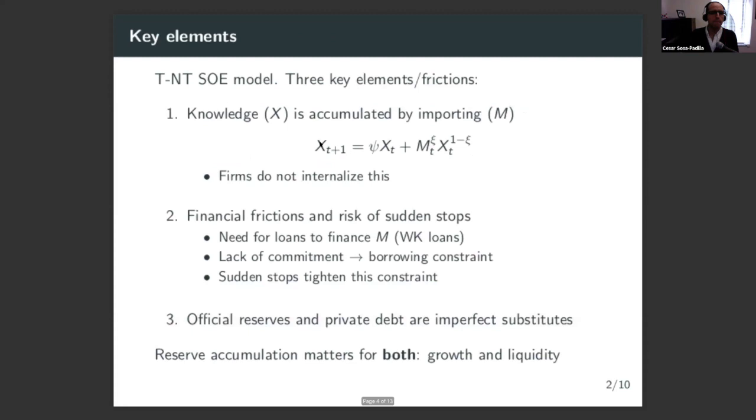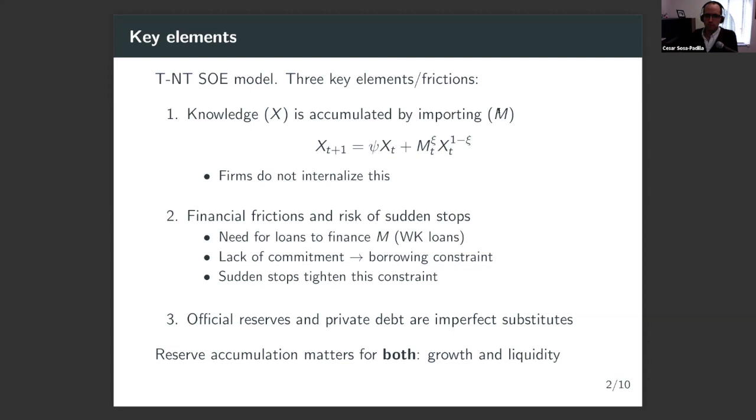So let me highlight here the key elements of the model. It's a relatively straightforward model with two sectors, tradable and non-tradable. It's a small open economy. And the paper has, I think, three key elements. The first is this knowledge externality that Luca explained. Knowledge is essentially like a labor augmented productivity, and knowledge is accumulated by importing M, which is an imported intermediary input.